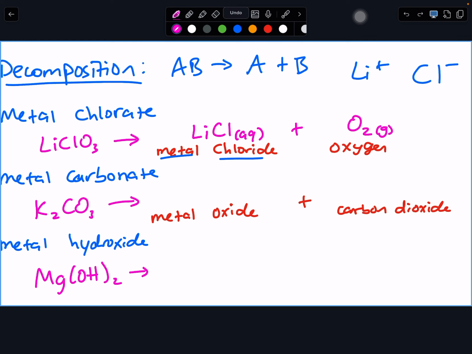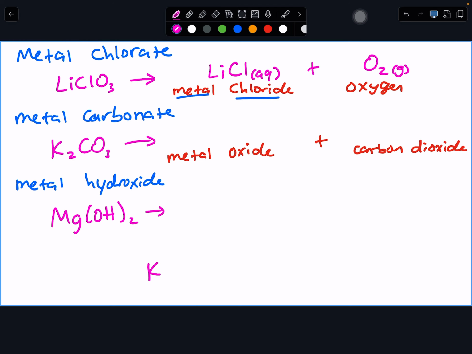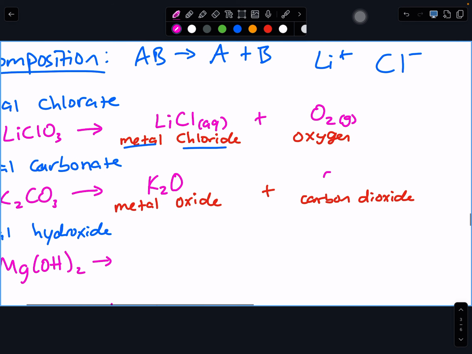Well, who's our metal? K, potassium. What's K's charge? K is plus 1. Yes, and then oxygen is 2 minus. What's the formula? K2O. Perfect. And what's carbon dioxide, obviously? CO2. There you go. And then, of course, carbon dioxide's a gas, and all metal oxides are solid. I'm going to give that to you on the test.